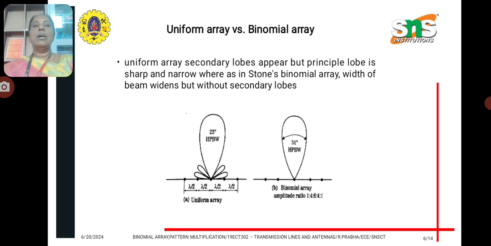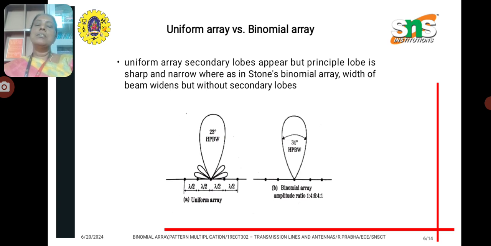Now the uniform array versus binomial array comparison. For the uniform array, we have a half power beam width of 23 degrees, whereas in the binomial array we have 31 degrees. But the advantage in this case is that there are no side lobes in the binomial array, whereas in the normal case of the uniform array we have side lobes. The half power beam width is minimum in the uniform array, but in the binomial array the half power beam width is higher.